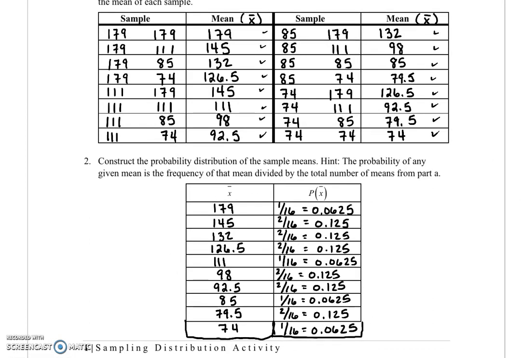Here is our sampling distribution of the mean. So this is the sampling distribution of the mean. Now, we'll finish page 2 of this activity in the next video.